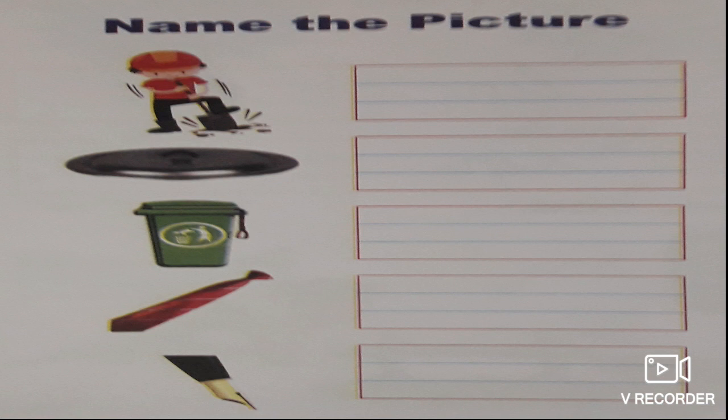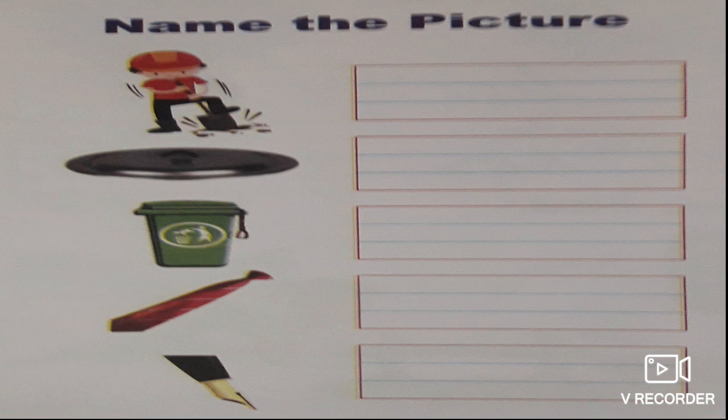Bin. B-I-N, bin. The fourth one, what is that? Tie. T-I-E, tie. The fifth one is? Nib, N-I-B, nib. The first one, hit, H-I-T, hit. The second one, lid, L-I-D, lid. The third one, bin, B-I-N, bin. Fourth one, tie, T-I-E, tie. Fifth one, nib, N-I-B, nib.